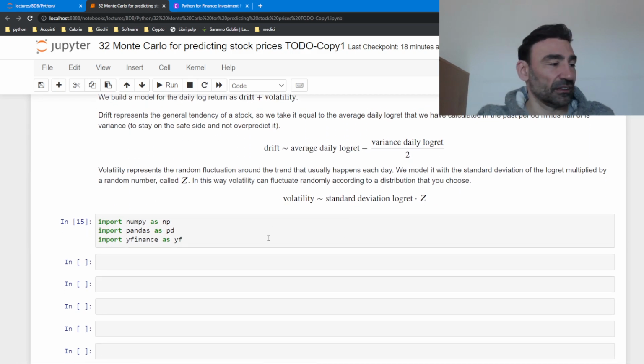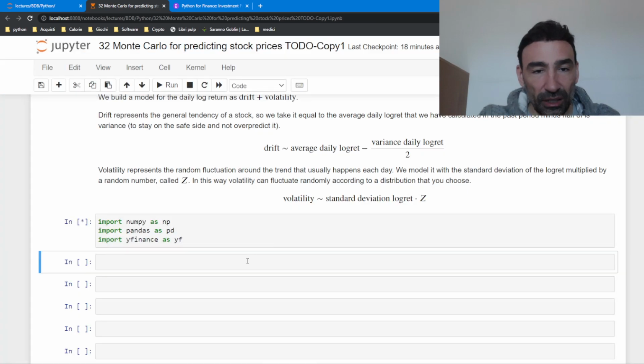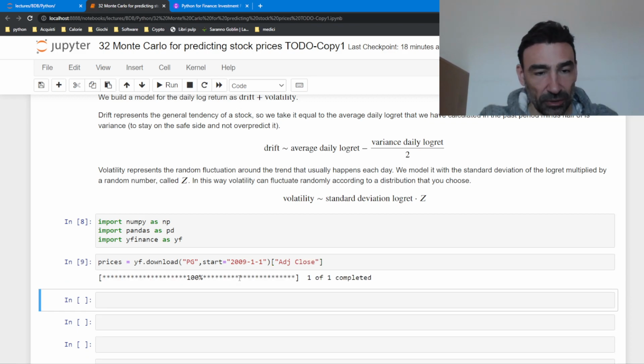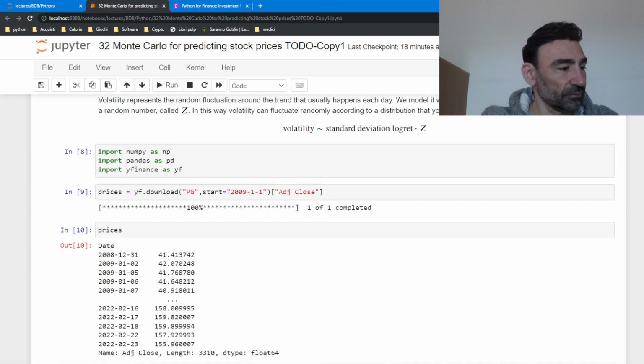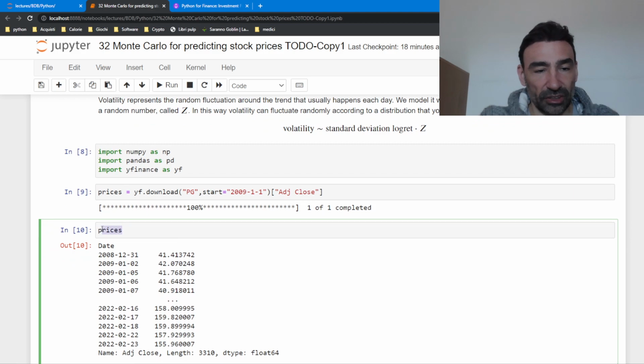Let's start. So import all the things you should import. Now let's get the prices. As usual, Procter & Gamble. We get the price, this time only from 2009. Only the adjusted closing price. Okay, the adjusted close price. Let's take a look at them always. Okay, yes. Okay, we have to calculate the log return of these prices.